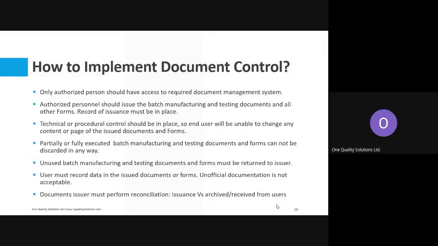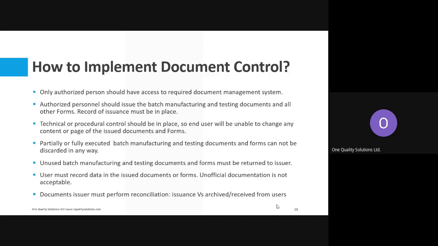In the previous examples, we saw several gaps and data integrity violations. So regarding document control, here we are presenting how we can eliminate such document control related data integrity violations. The requirements presented in this slide, you should include in the procedure or in your SOP, and necessary technical controls you should implement in your workplace.